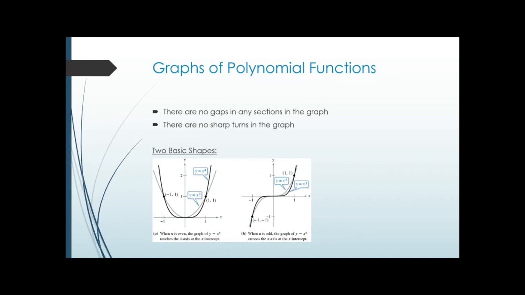Like absolute value functions, which we saw last week, those have a V. There's a very sharp point. Polynomials don't do that. They're curved the entire way. So there are two basic shapes. There's the shape on the left and then the one on the right.